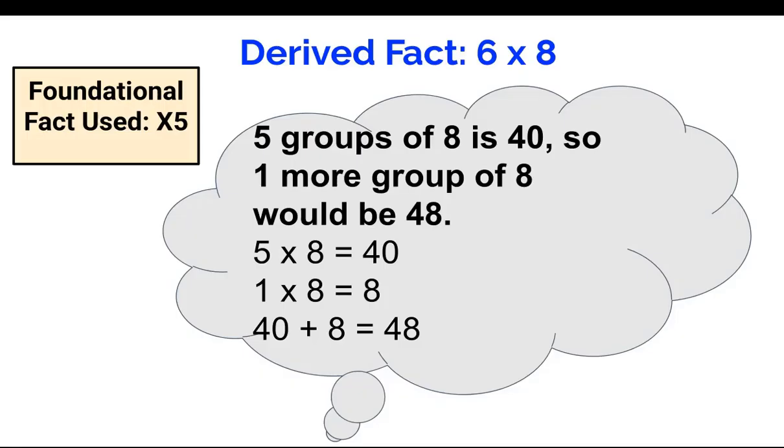So for example, for the fact 6 times 8, I look at that fact and I think, oh wow, 6 is really close to 5. So 5 groups of 8 is 40, so then one more group of 8 would be 48. 5 times 8 is 40, 1 times 8 is 8, and that would be 48. That would be a derived fact. The foundational fact I used was times 5, but really what's happened is I've distributed that 6 into 5 groups of 8 and 1 group of 8. So I use that distributive property.